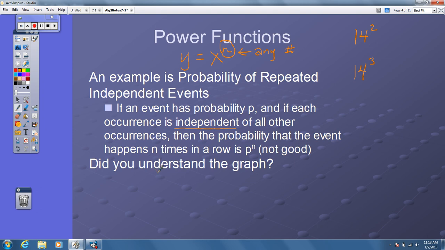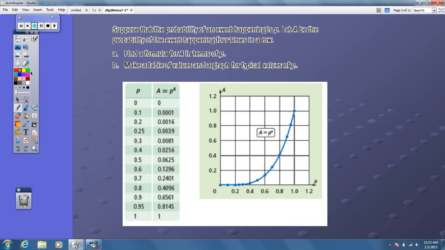And if you look in the textbook, there's a really awesome graph, and I did include it on the next slide. I want to talk to you about it because this graph was a little confusing, but once I explain it to you, I think it's going to make perfect sense. It says A equals P to the 4. P is the probability. That's what we're going to be plugging in here. And this 4 is telling me how many times in a row I'm talking about.